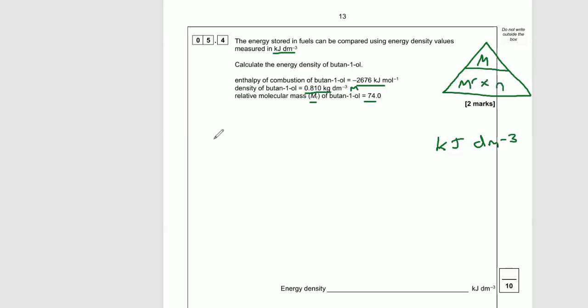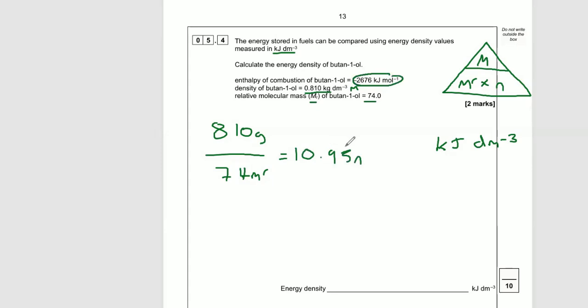We've also been given the Mr. And even if you're baffled by this question, the moment you see Mr, you should be thinking mass over Mr equals moles. Now we know that in 1 decimeter there's 810 grams because we do 0.810 kilograms times 1,000, and we've been given the Mr of 74, so I'm just going to do mass over the Mr, and that's going to give me the moles. That means there are 10.95 moles in 1 decimeter.